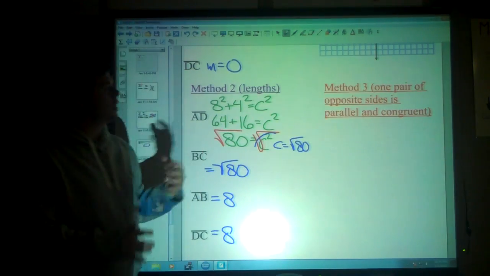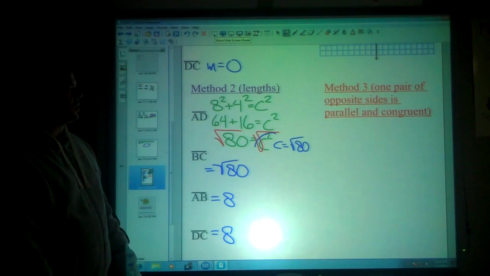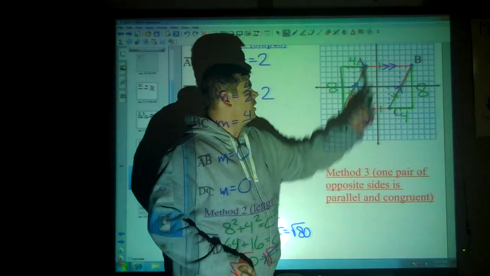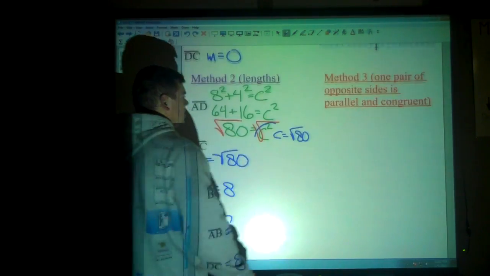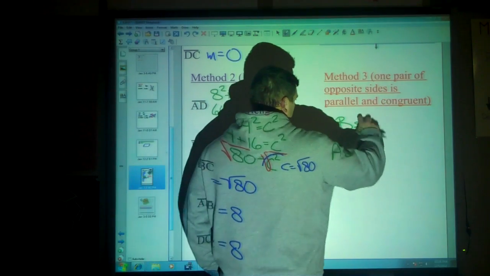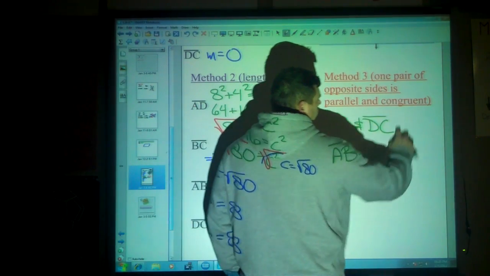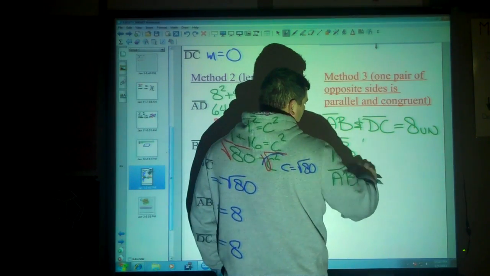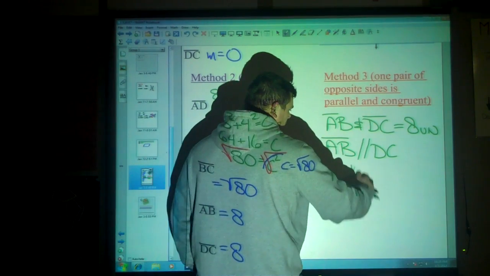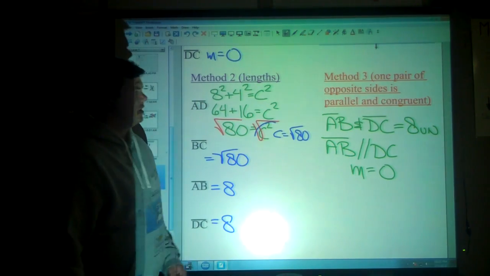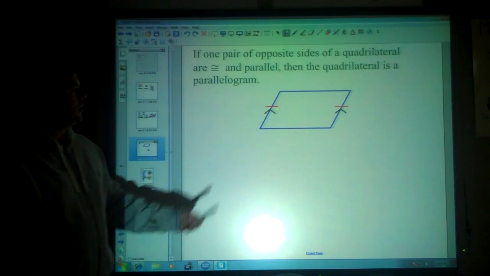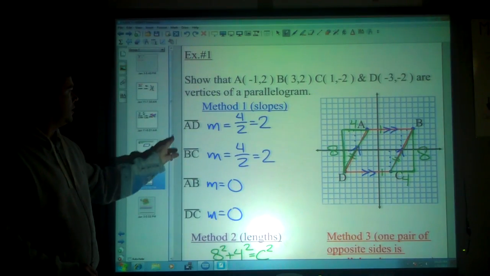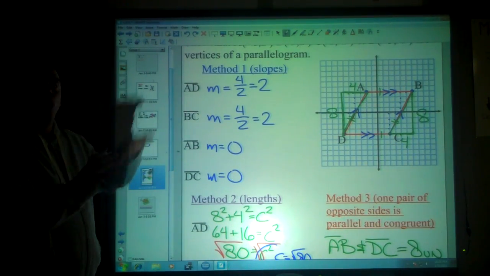And lastly, you could combine those. You could have one pair of opposite sides that's parallel and congruent. I think the easiest ones to count are the horizontal lines, where we said AB and DC were equal to 8 units. And we had AB parallel to DC because the slope equaled 0 on both of them. So the fact that we have parallel and congruent means you must be dealing with a parallelogram. So you don't have to do all three methods.